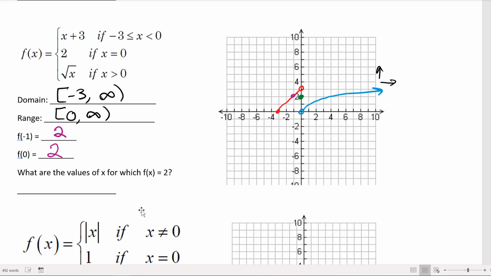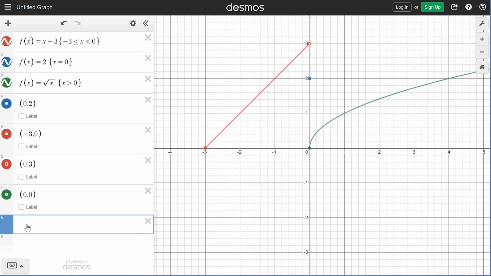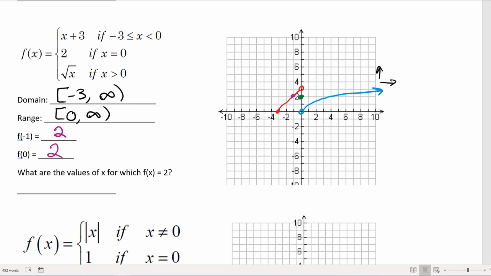And then what are the values of x for which f of x equals 2? So then I'm going to come and type in f of x equals 2. And notice that's a horizontal line. And notice that it touches 3 times. It touches at x equals -1 on the red, x equals 0 on the blue, and x equals 4 on the green. So when I come back over here, it says what are the values? And the reason it says values is because there's more than one. We have x equals -1, 0, and 4.